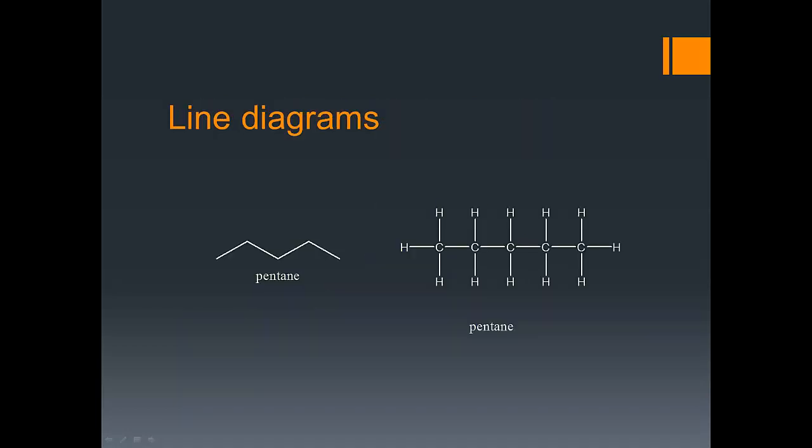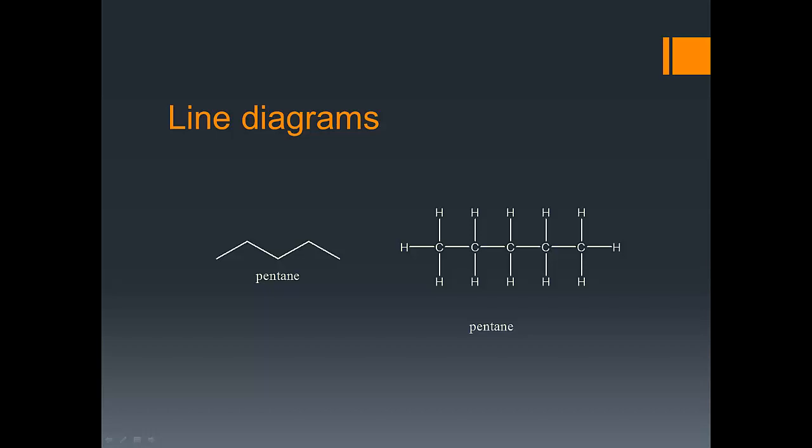Now, another aspect that we're going to have to cover is line diagrams. And you can see a line diagram is just a different way of representing the same thing. So in this example here, in this picture, we've got a line diagram of pentane on the left, and that's next to the full structural formula of pentane, which is on the right.